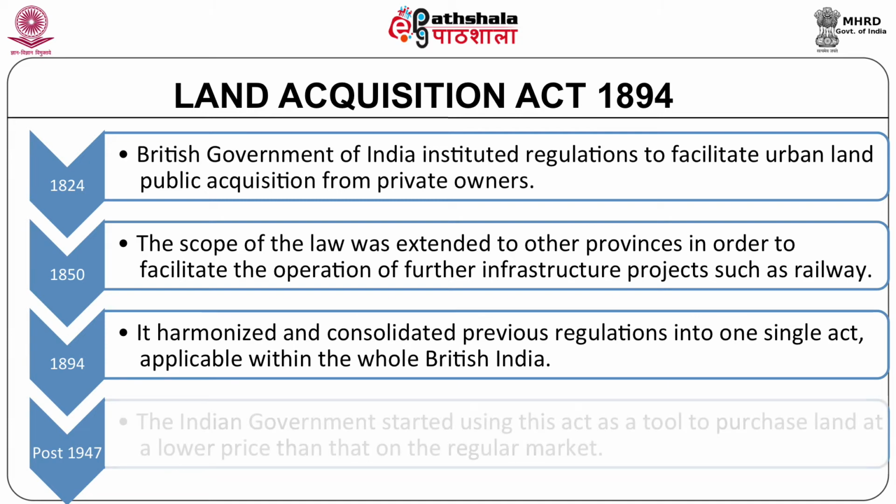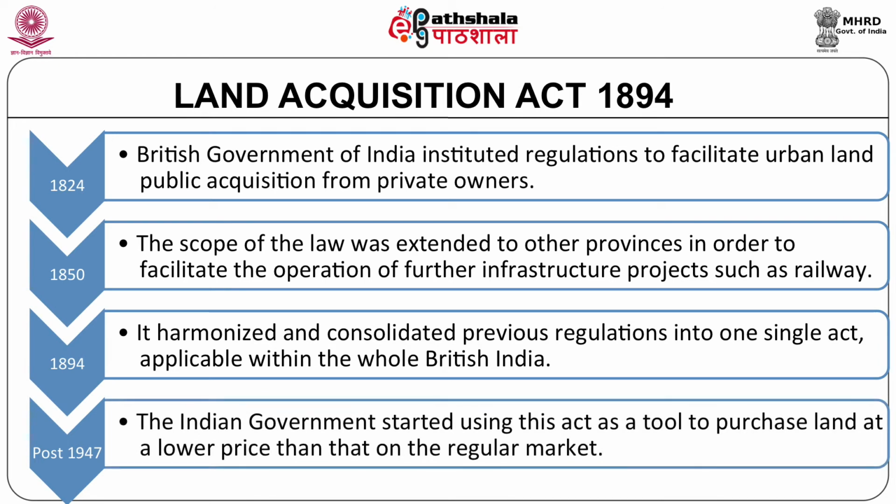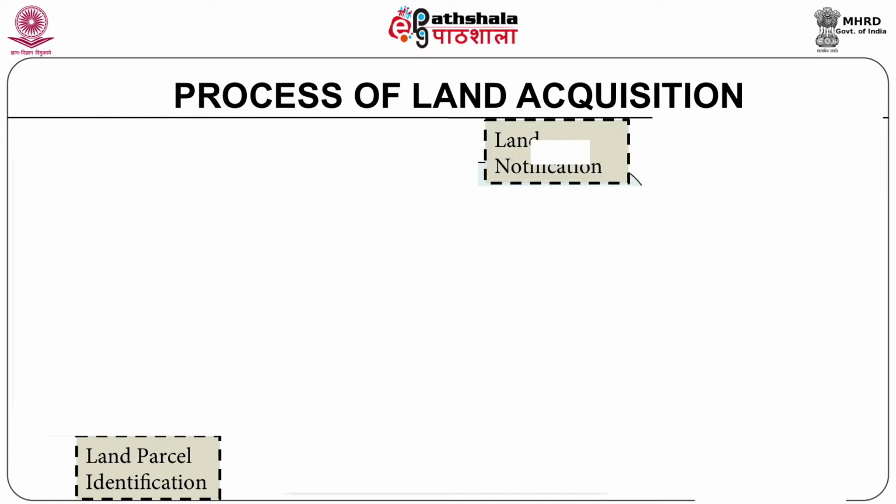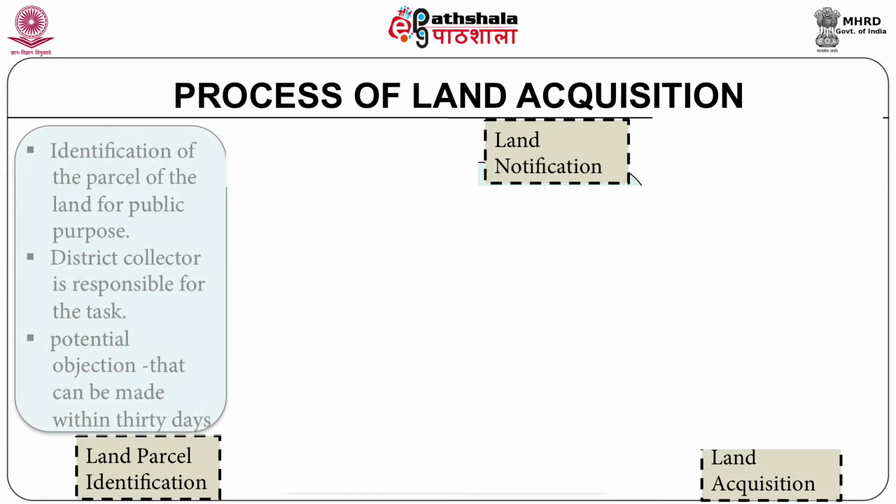And post-independence, the Indian government continued with this act as a tool to purchase land at a lower price than that of the regular market. Now, the process of land acquisition had three main stages. One is identification of the land parcel, second is notifying the land parcel, and the third is acquisition of the land parcel. So now the identification of the land parcel: the highlight of this stage is that a parcel of land is identified only for public purpose. So that means lands were identified with a public purpose.